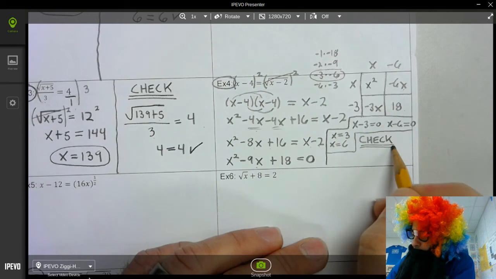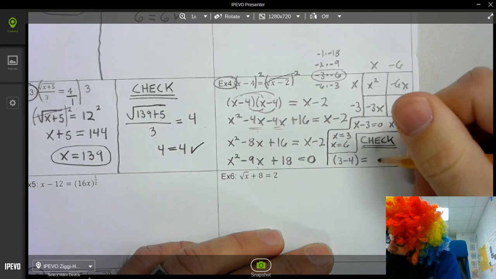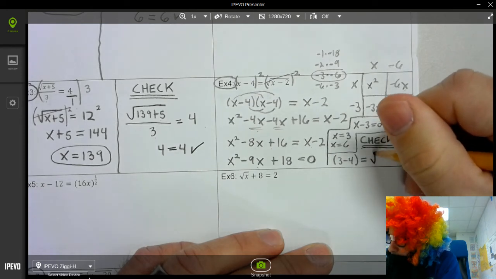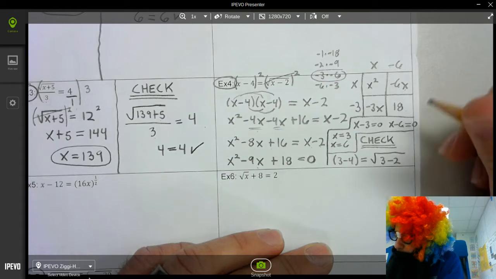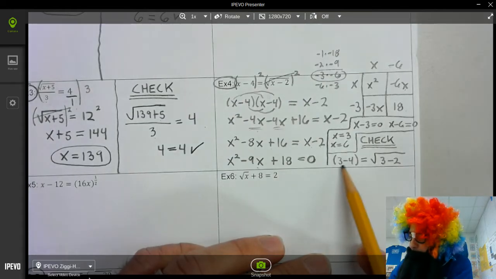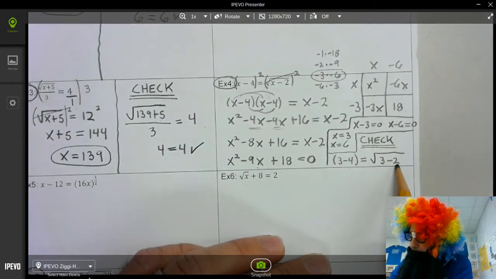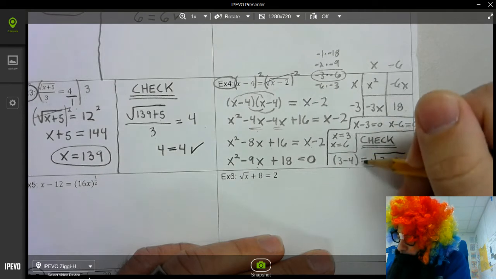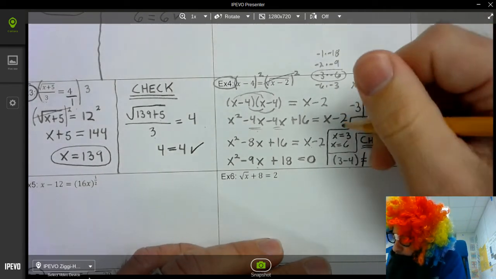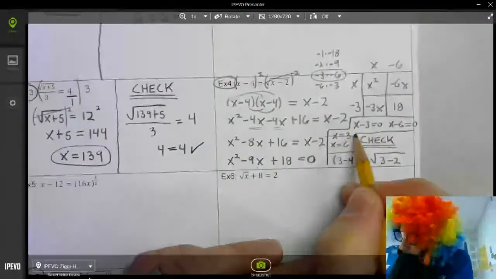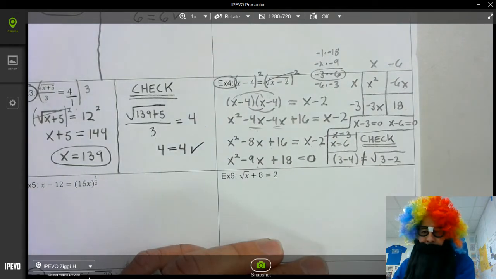All right, so we plug in, let's try 3 first. So we get 3 minus 4 equals the square root of 3 minus 2. Well, we know that 3 minus 4 is negative 1, 3 minus 2 is 1. We know that these don't equal, so we know that x equals 3 is an extraneous solution.